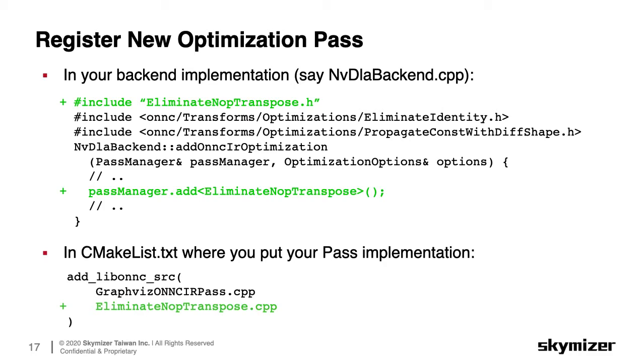Now we are already done with the implementation of a new optimization pass. To add this pass to your backend, you just need to include its definition header and add a pass to the pass manager. Note that according to our framework, any graph level optimization should be added in this add ONNX IR optimization block. Finally, add your implementation file to the CMake list under the same directory. And that's all we need to do to create a customized optimization pass.